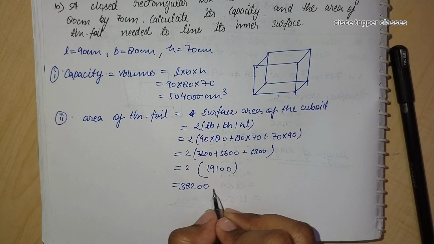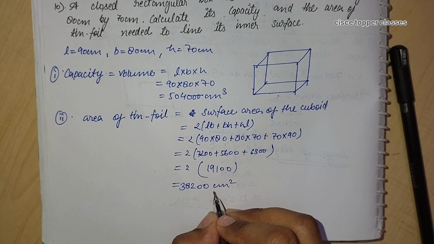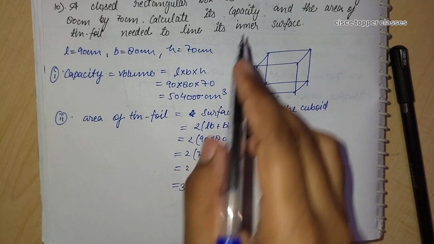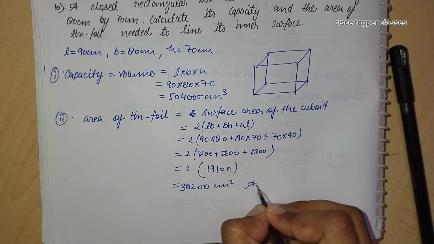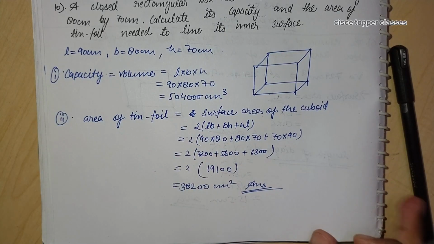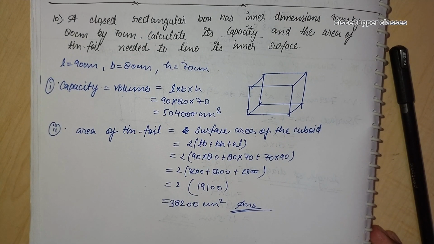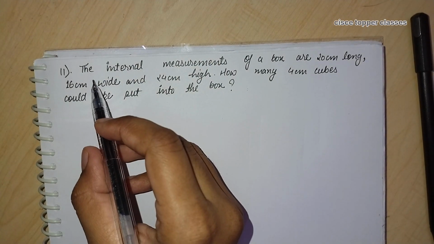338,200 here, means centimeter square is the area of the tin foil needed to line its inner surface. So this is the final answer of the second part which is asked, and this is the answer of the first part in this question. So this is the final solution of the 10th question of exercise 16.4. Now let us solve your 11th question.